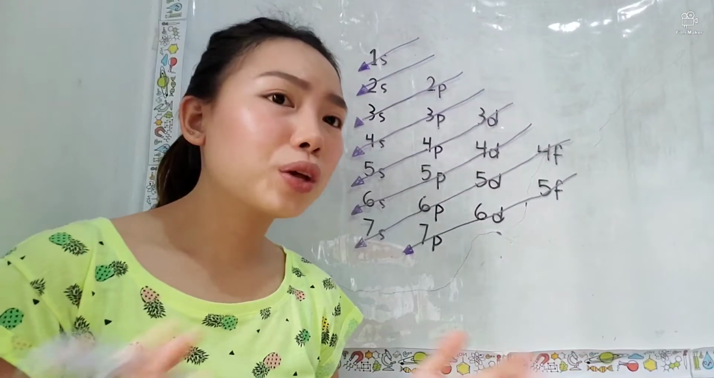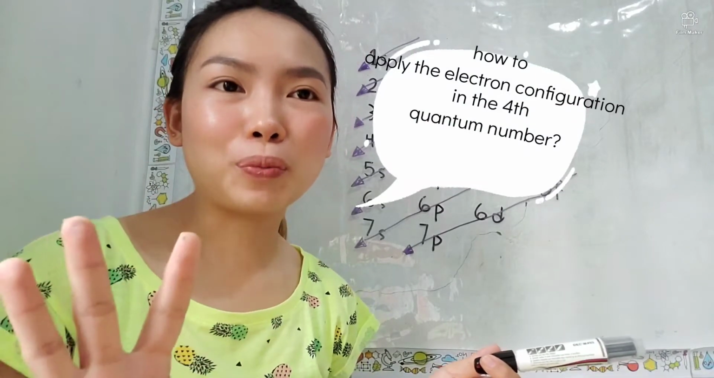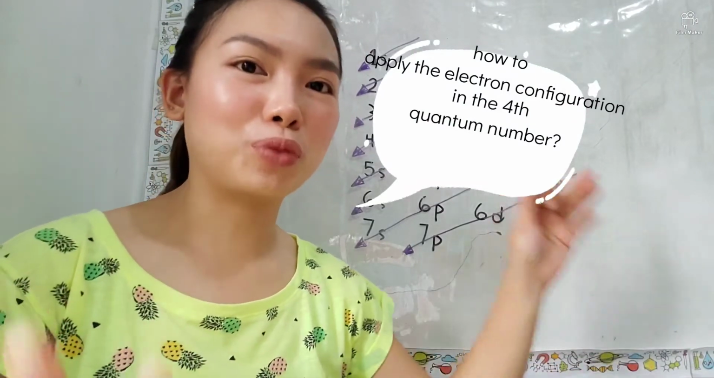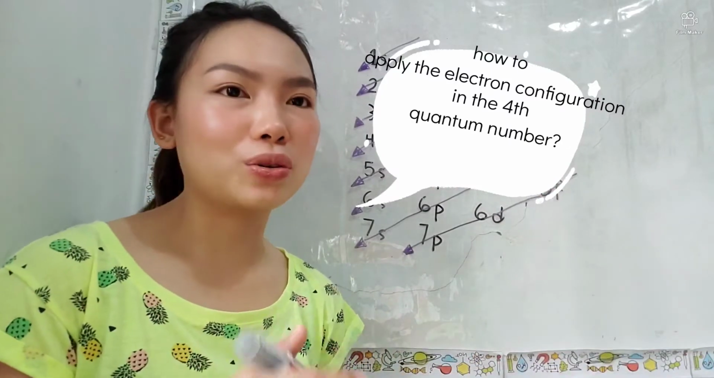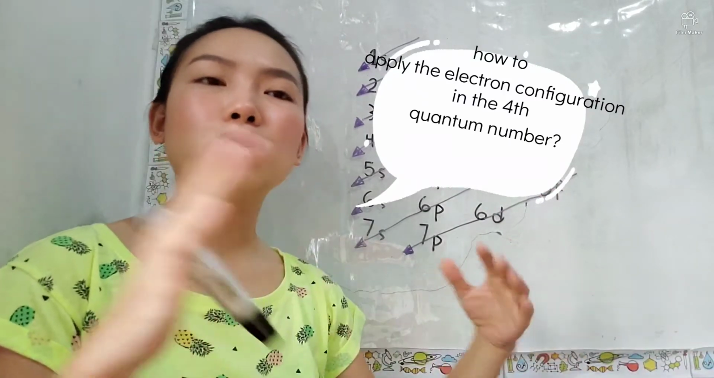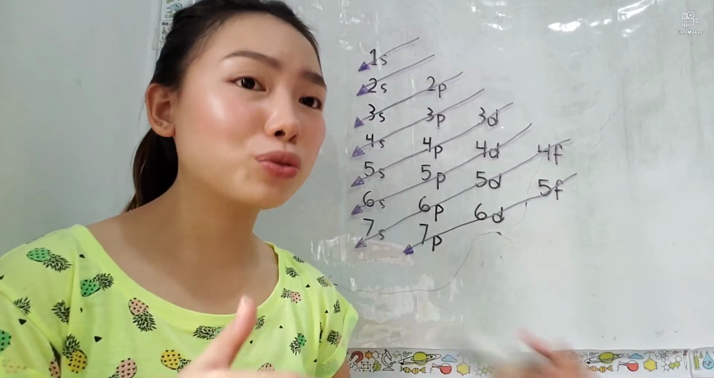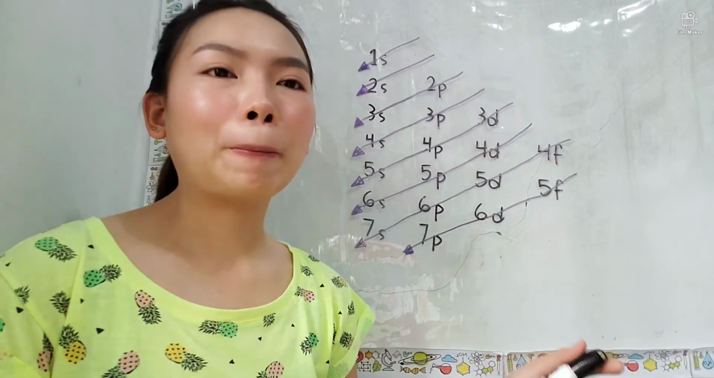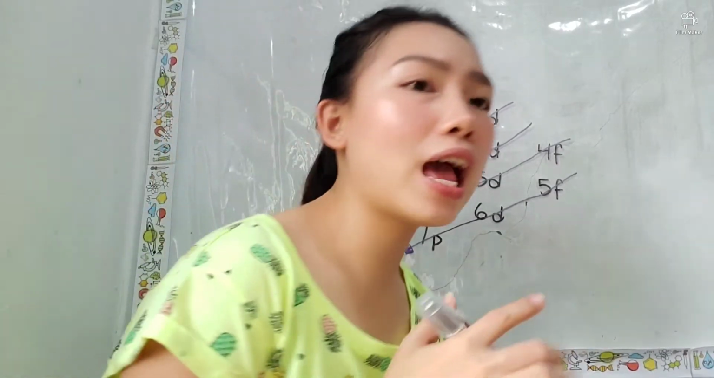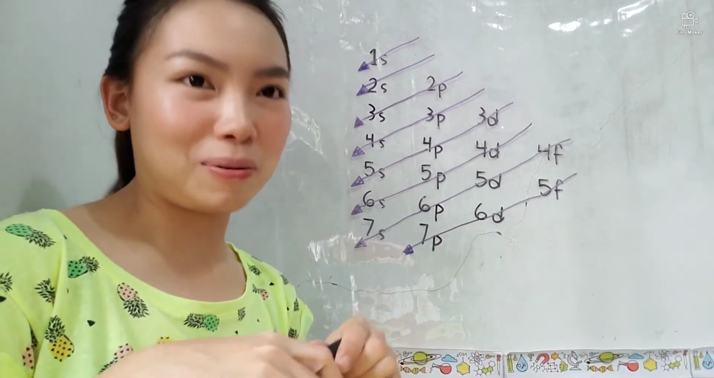Next, how can we apply this electron configuration on the fourth quantum number that we discussed from the quantum numbers, which is the spin quantum number, using arrows up and arrows down? Now, to make the diagram of arrow up and arrow down in the Pauli exclusion principle, in the quantum numbers, kailangan meron ka munang electron configuration. So, dun muna tayo sa pinakamaikli.